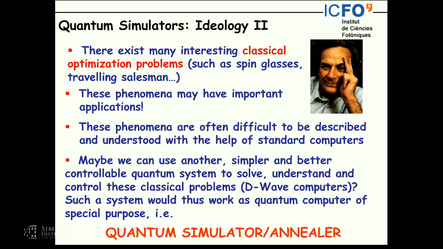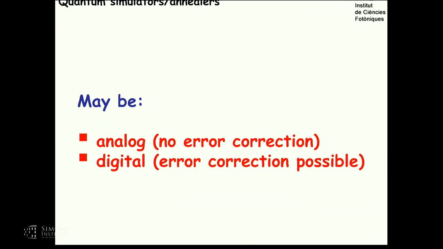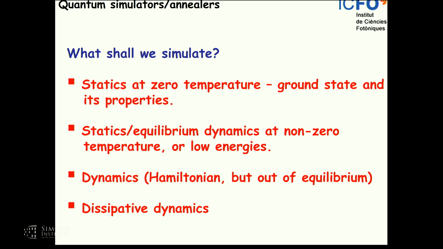Okay. What about the analog or the digital? In principle, this ideology that I presented, of course, allows to be either analog or digital. In the digital case, you have error corrections and all the things that you have associated with gates and things like that. In the case of analog, there is no error correction, so there are more questions concerning validation and so on. What shall we simulate?